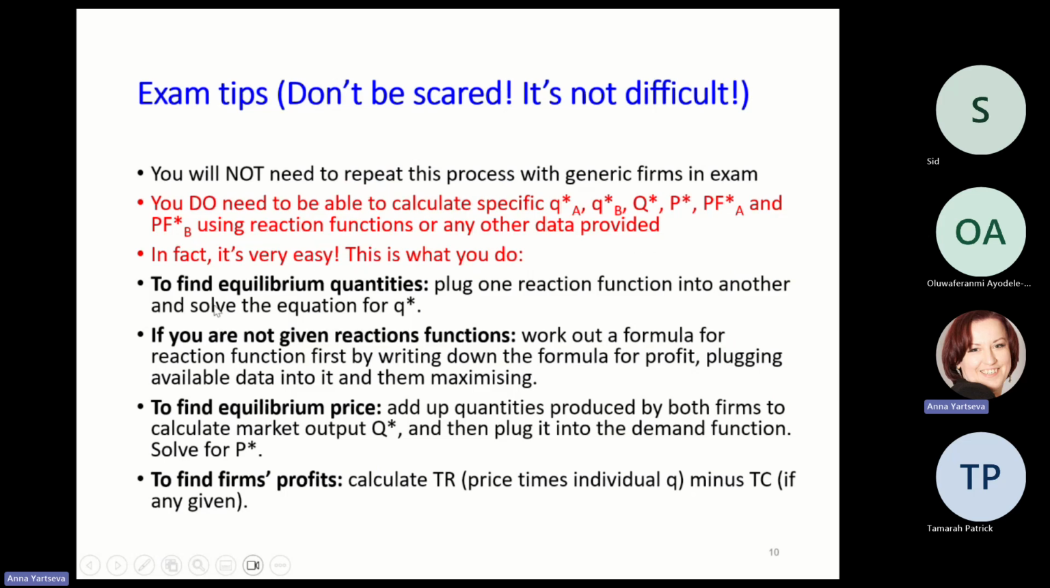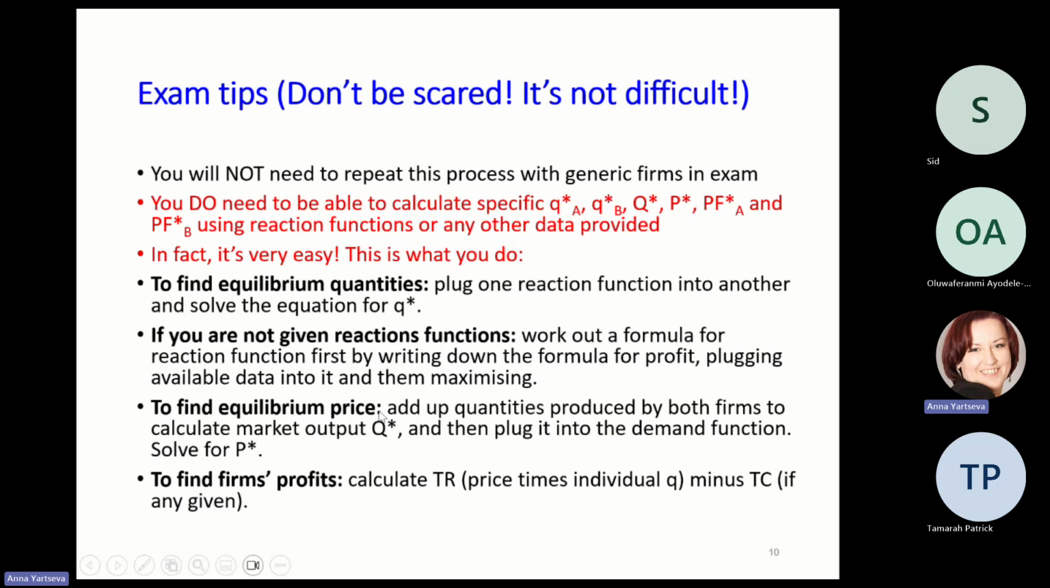You will need to calculate some parts of this using any data. It's not easy. So to find equilibrium quantities, you'll need to plug one reaction function into another. This will allow you to find equilibrium quantity. If you are not given reaction functions, you will need to work them out yourself by writing down the formula for profit and maximizing it. So first order condition, plug in all available data, maximize it using first order condition, and this will give you an expression for reaction function. If you have reaction functions, just plug them one into another.